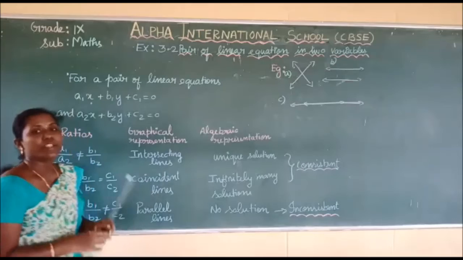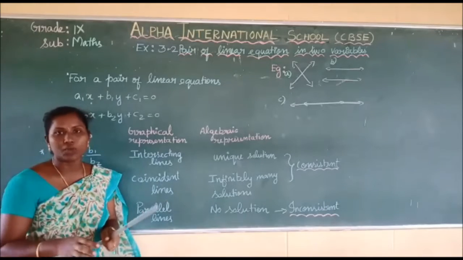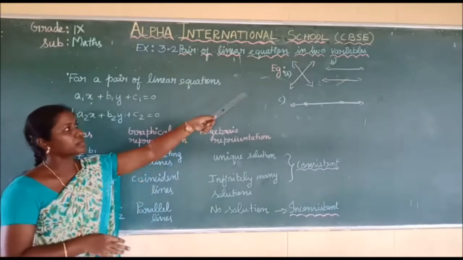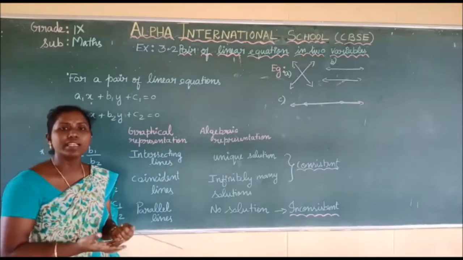Okay. So in the first exercise we analyzed the situation, we created an algebraic equation, then we plotted the points and drew the graph, and we got such kinds of graphs in the first exercise. In this exercise we are going to analyze further.